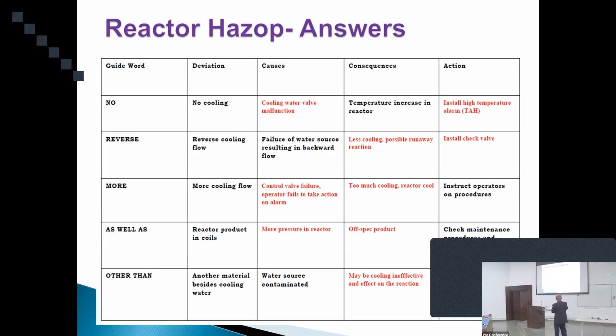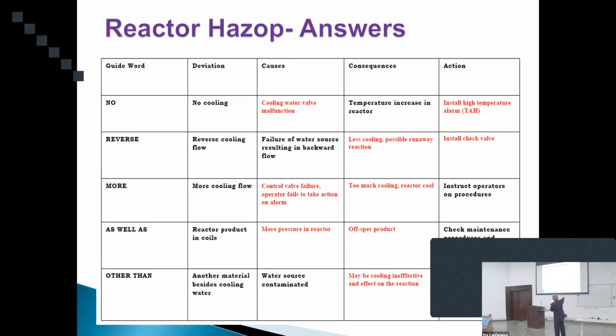The same way, for more cooling water flow: control all failure, operator fails to take action on alarm. Too much cooling of the reactor: instruct operators. Because if you want to have a reactor at a particular temperature and you cool it too much, it will take a long time for the batch to be over. That is not desirable. You'll lose production, no? Like that, all these things are recorded, as well as more pressure in reactor and off-spec product.